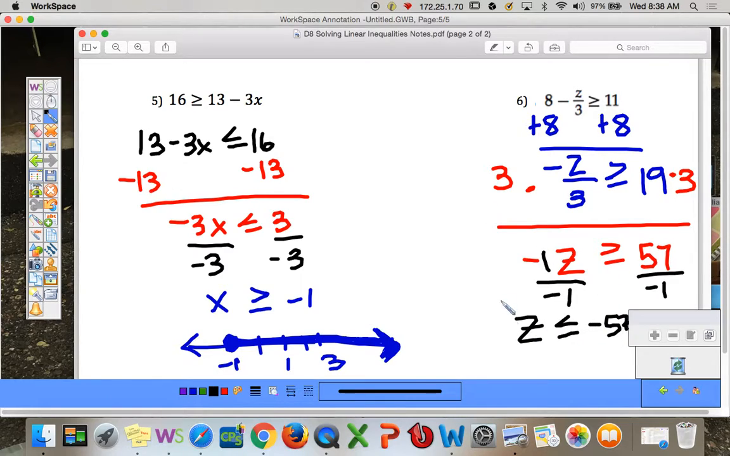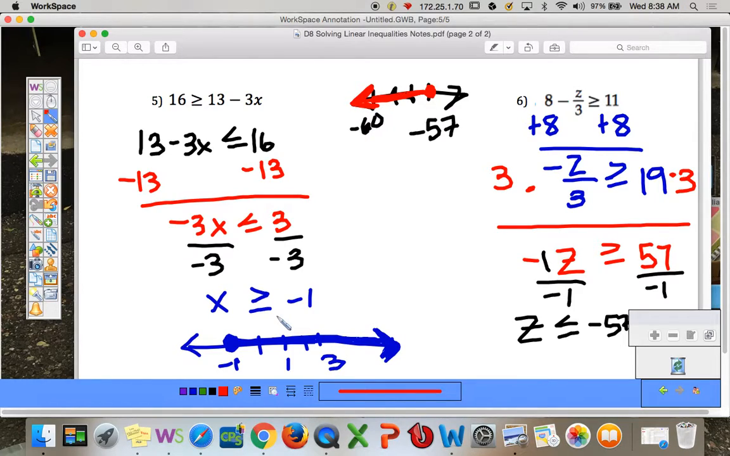Let's graph that on the number line. I'll do it up here. So z is less than or equal to negative 57. So here's negative 57, 58, 59, 60. Here's negative 60. And it is a closed dot, right, because it's less than or equal to negative 57. So here's what our graph looks like.